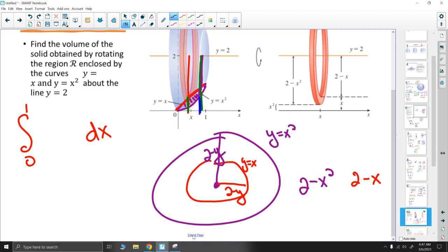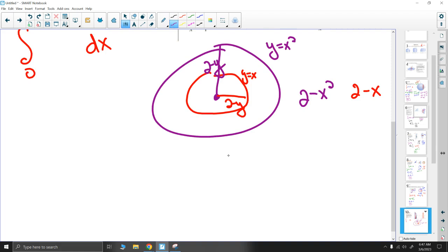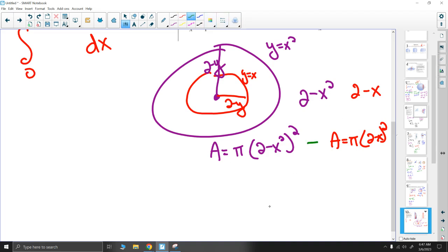So let's find their areas. Area of the purple one would be pi times 2 minus x squared, squared. And in our other one, area is pi r squared. Again, our r here is 2 minus x. Okay, so we are going to subtract those two areas. So let's go ahead and clean this up. This would be pi times 4 minus 4x squared plus x to the fourth, minus pi times 4 minus 4x plus x squared.